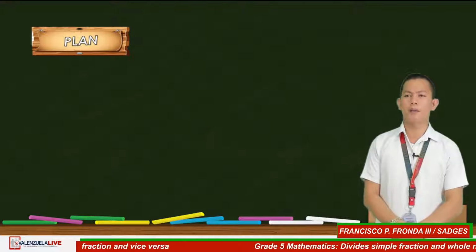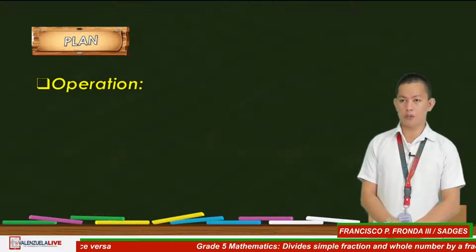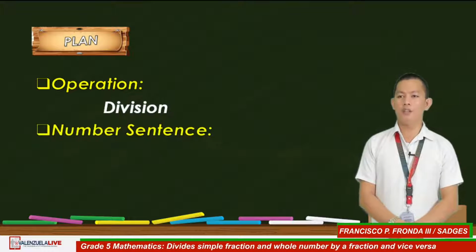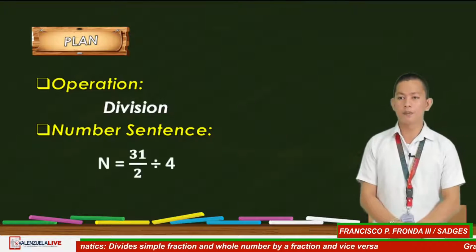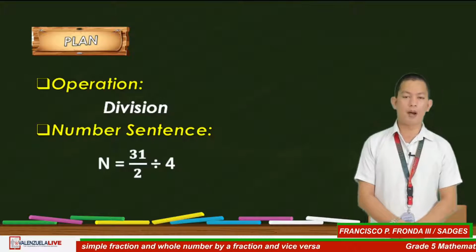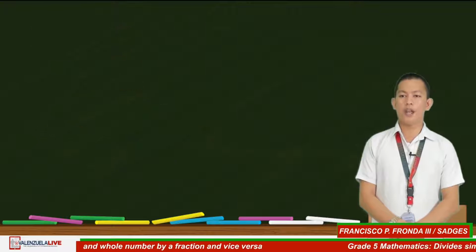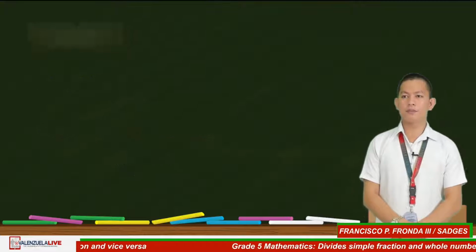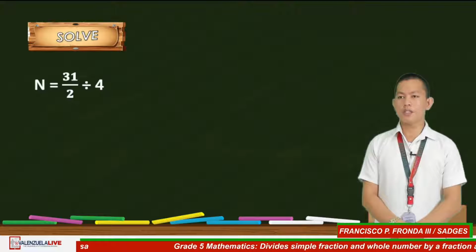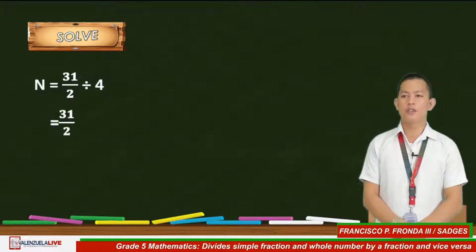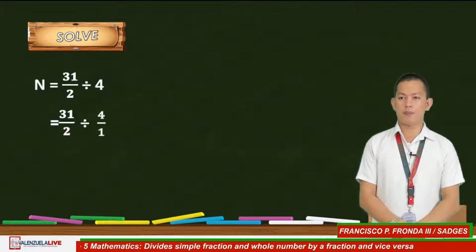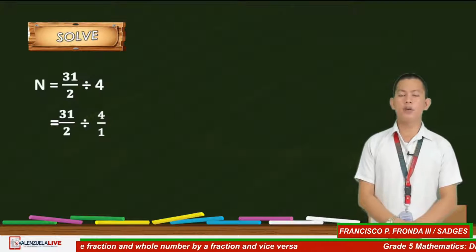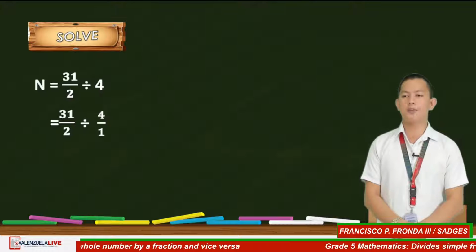Then, let's proceed to plan. Let's plan this problem. What would be the operation to be used? Very good. The operation would be division. And then, the number sentence will be N equals 31.5 divided by 4, where N is the kilograms of fish each of them takes home. Then, let's solve. N equals 31.5 divided by 4. So 31.5 divided by 4 over 1, since 4 is a whole number, we're going to change 4 to its fractional form.